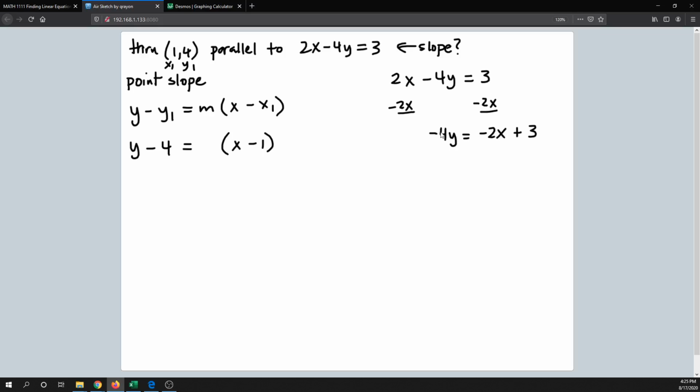And then we would divide each term by -4. So remember that trick I showed you previously, about dividing through by each term rather than both sides.